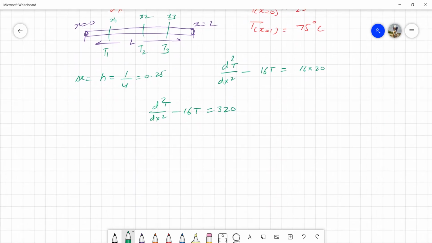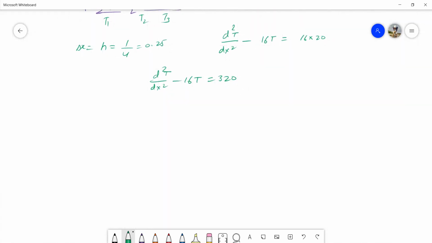Now, using finite difference method, this expression can be written as Ti plus 1 minus twice of Ti plus Ti minus 1 over h square minus 16 Ti is equal to 320.